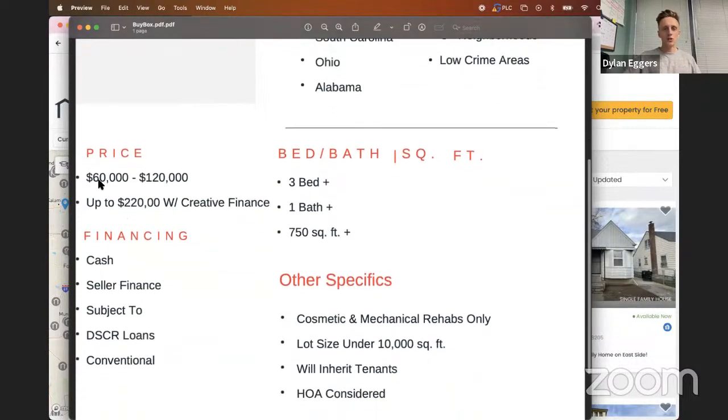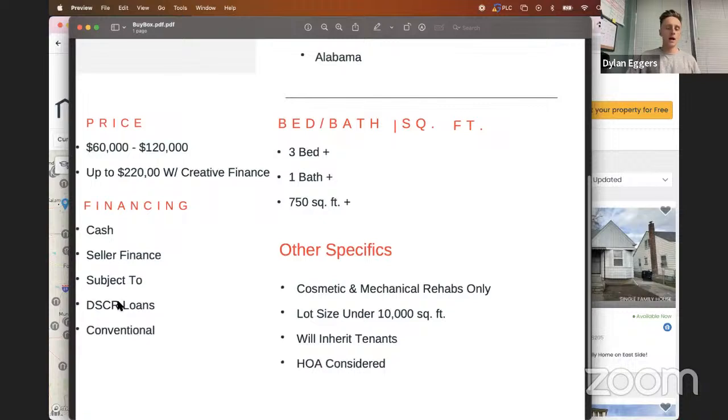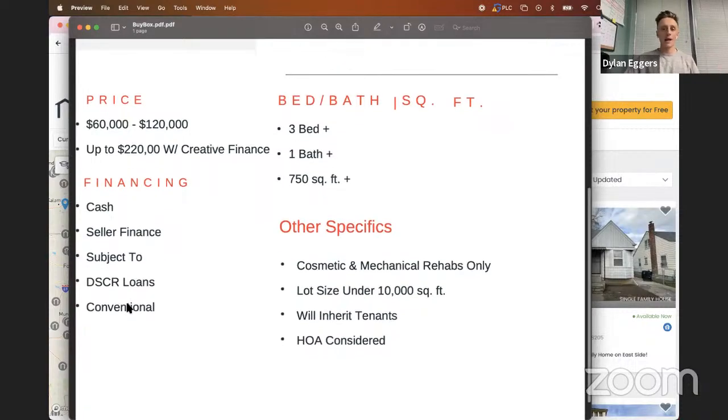Other amenities, right? So $60,000 to $120,000 is really that sweet range. We will look at anything higher up to $220,000 if there's creative financing available or if there's multiple units. But anything above that, the numbers generally don't seem to pencil. Financing, like I said, we're buying in cash. We have lending partners that will buy these properties in cash. We'll renovate them if we need to, get them rented, and then refinance, pay our private money people back, and just keep doing it. Seller finance, obviously subject to, we love, but we'll also get DSCR loans and conventional loans too.